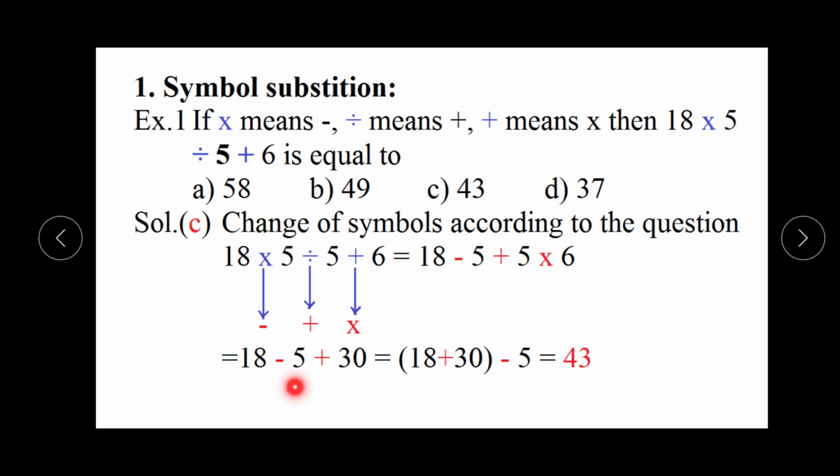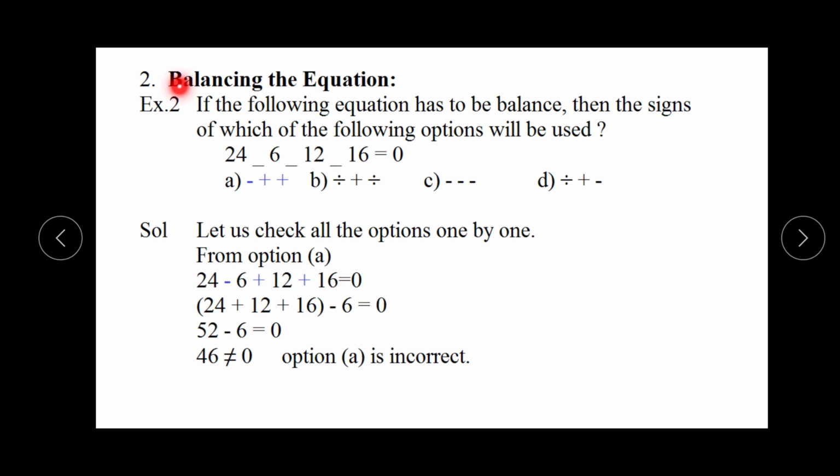Again what we will do, we will add: 18 plus 30. First we will add and then we will subtract 5. So 43 is the answer. The second is balancing the equation. In this is the equation and we have to balance this equation.